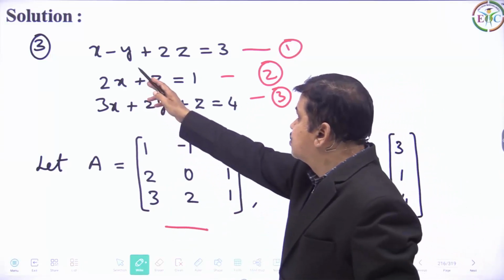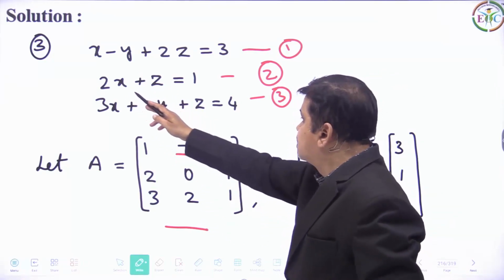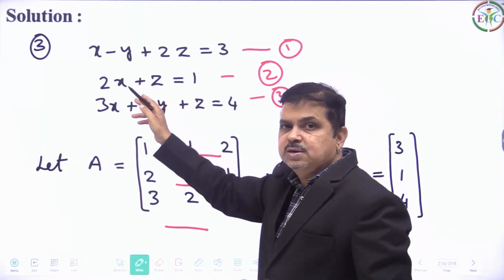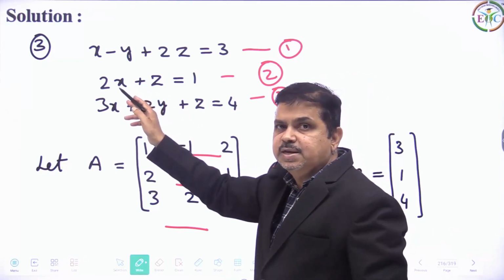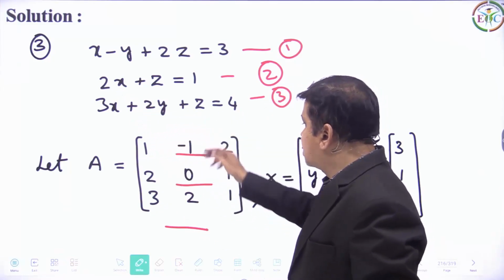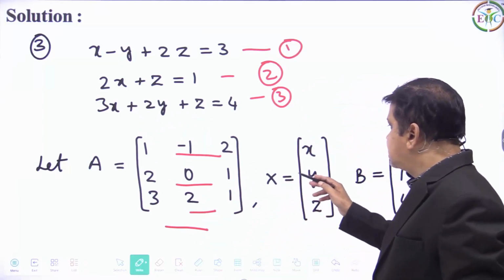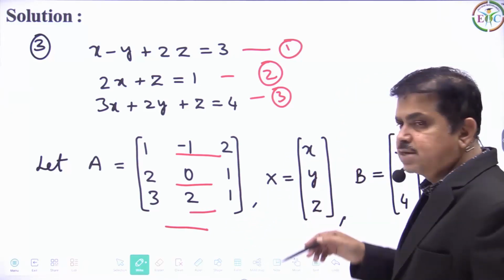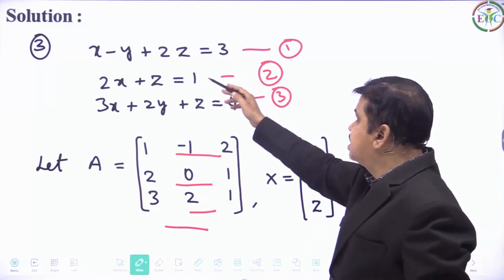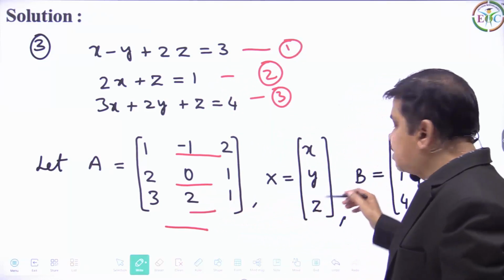Therefore we have 1, minus 1 and 2 as the first row elements, and 2, 0 and 1 as the second row elements. Because in the second equation the Y coefficient is missing, Y is equal to 0. In the third equation we have 3, 2 and 1, so these are the elements of the third row. The matrix X contains the variables X, Y and Z, and the matrix B contains the RHS terms, that is 3, 1 and 4. Thus we have written the matrix A, the matrix X and the matrix B.